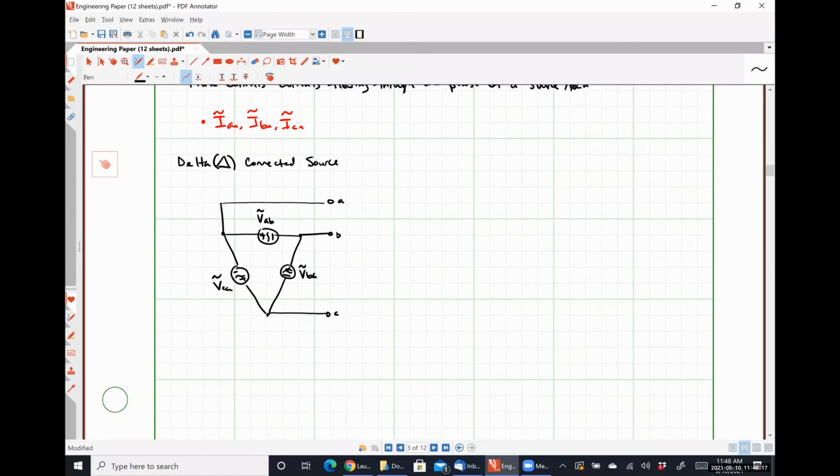All right. Another way to represent this, and this is another case where it's my preferred method, but again, you do not have to do it, is like this. Here is C, B, A. Here is voltage VCA, VAB, VBC.